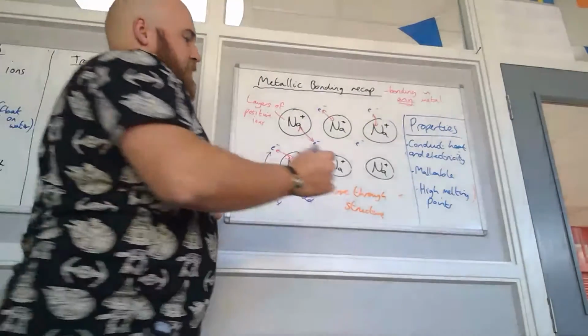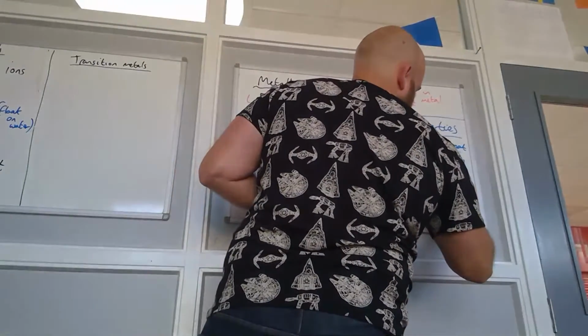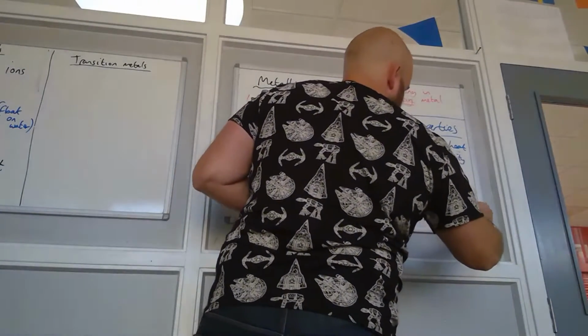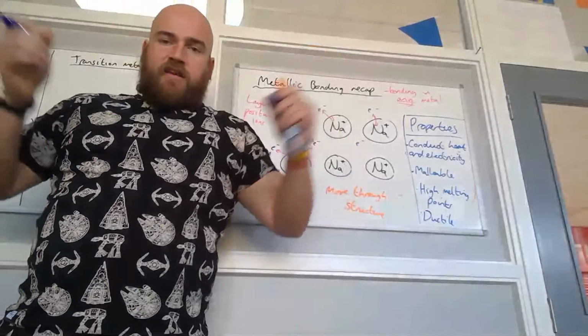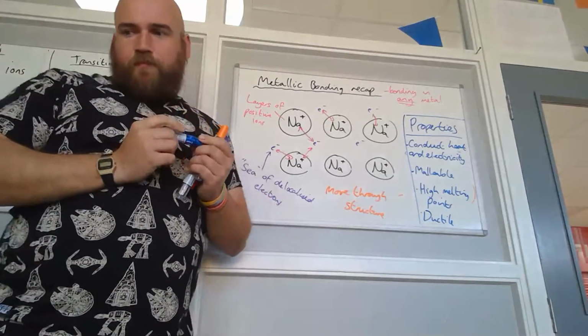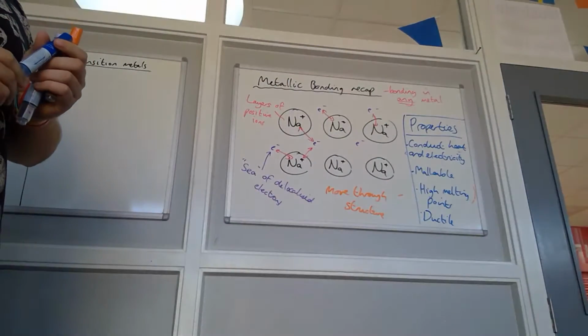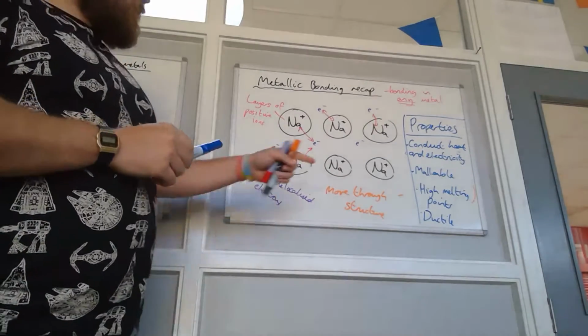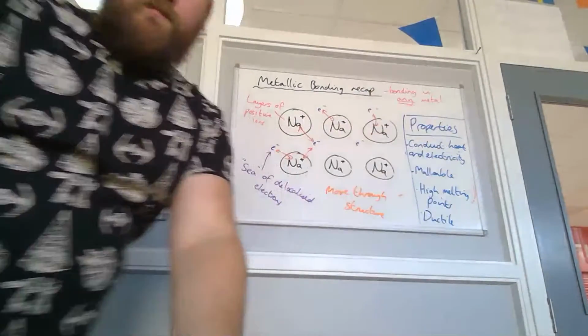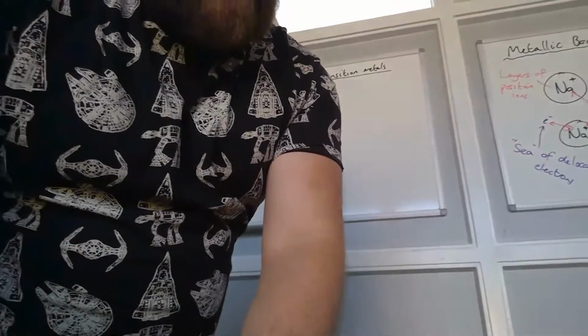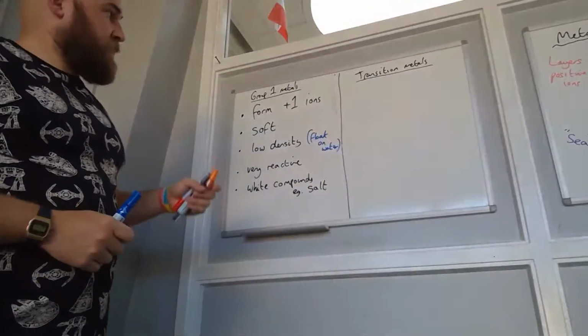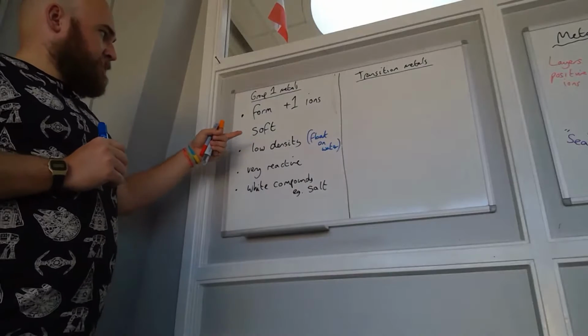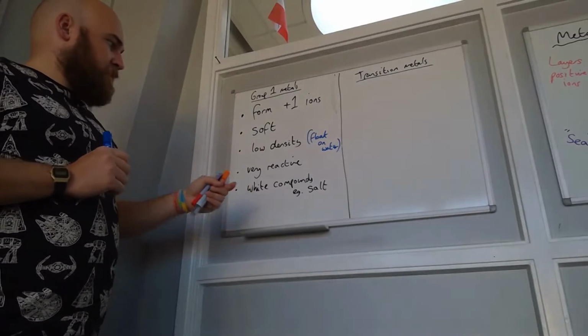And they're also ductile. And ductile just means it can be drawn into wires, so you can make wires out of them. Okay? So the group 1 metals will do all these things, but they'll also do these. Form +1 ions, they're soft, low density, very reactive, white compounds.